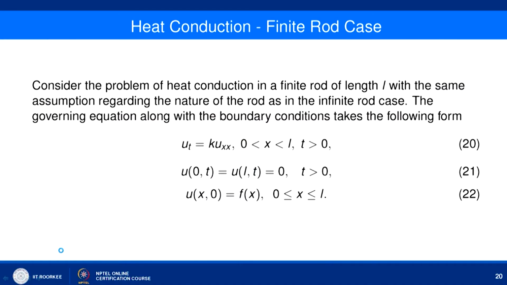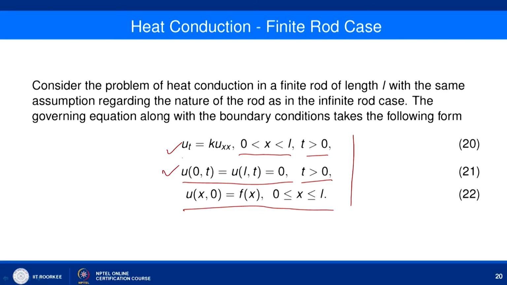We assume here also whatever conditions we assumed in the infinite rod case, and the governing equation along with the boundary condition will take the following form. Heat conduction in the finite rod case is given like this: u_t equal to k u_xx, where x lies between 0 and L, t is greater than 0, and our boundary condition is u(0,t) equal to u(L,t) equal to 0 for t greater than 0, and u(x,0) is given as f(x), where x lies between 0 and L.